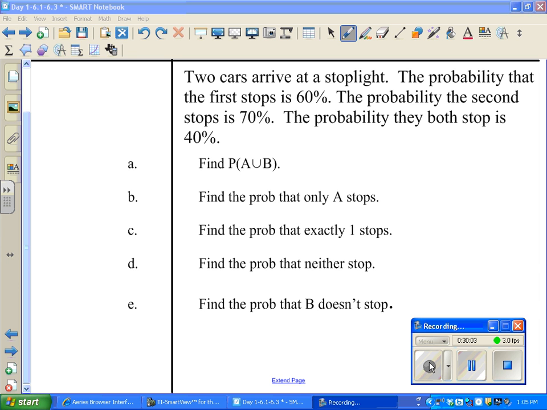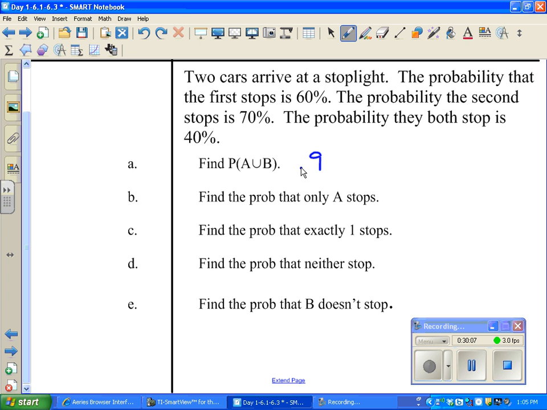All right, checking your answers. You should have gotten 0.9 for the union. Only A should have been 0.2. Exactly 1 should have been 0.5. Neither stop should have been 0.1. And the probability that B doesn't stop should be 0.3.